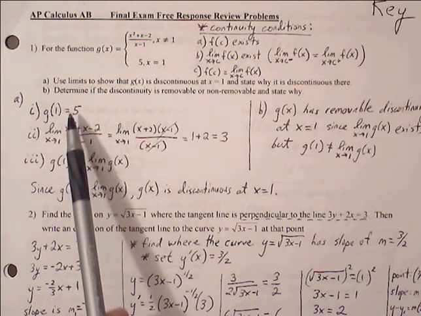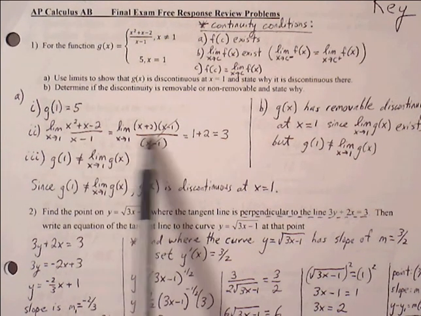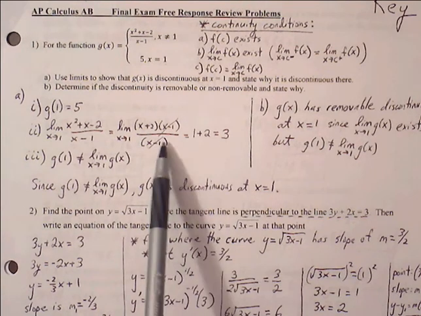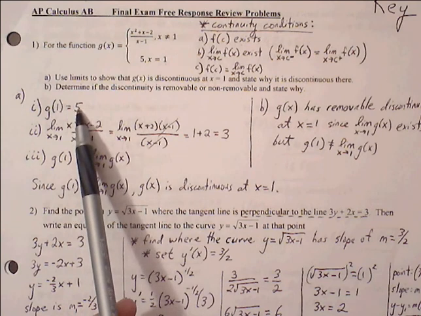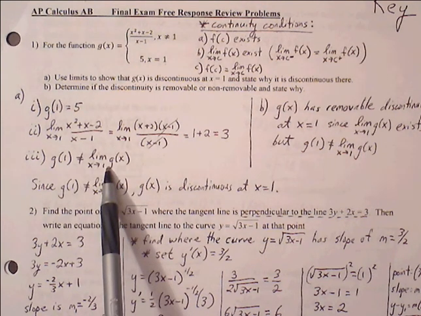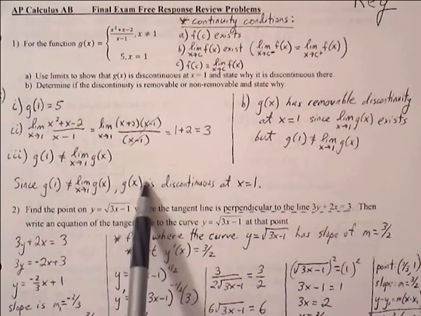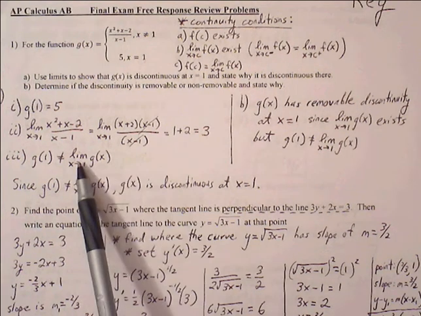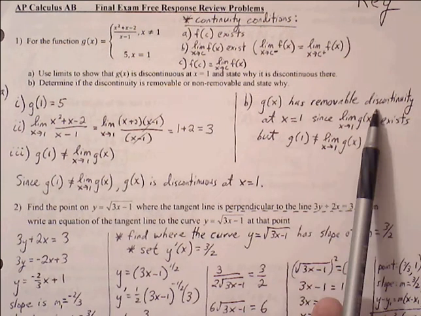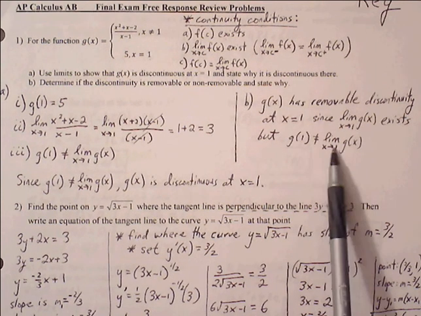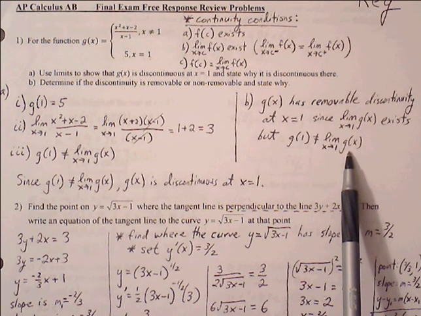So the first two conditions pass, but the third condition will fail because g of 1, the ordered pair, does not exist where the limit exists. The graph is connecting to a y value of 3, but the ordered pair itself is at a different point. Because the third condition fails and the first two pass, we know the limit exists, but there's a hole in the graph. So we can say that g of x has a removable discontinuity since the limit exists, but the third condition fails. g of 1 does not equal the limit as x approaches 1 of g of x.